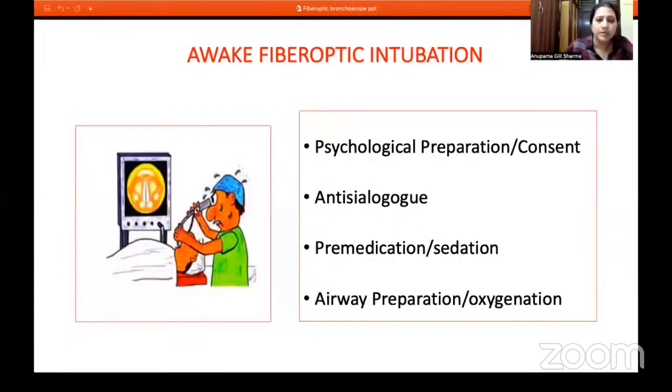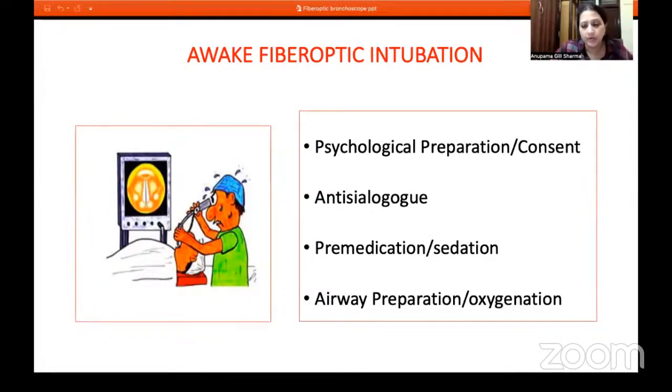Very important about the awake fiber optic intubation, there are 4 components. There should be a psychological preparation of the patient. In the psychological preparation, it is very important that you ensure the patient is well informed about why he has to undergo an awake tracheal intubation. So a walkthrough of your technique, what all local anesthetic drugs you are going to give, and the fact that your local anesthetic can also taste unpleasant.